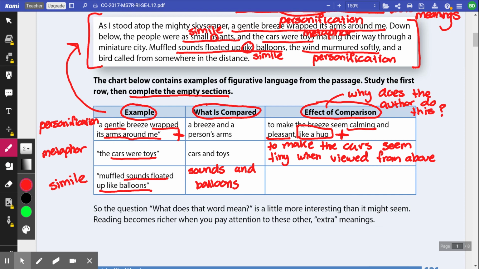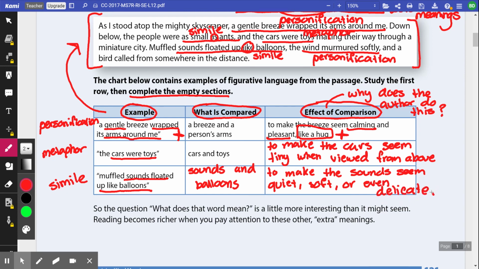Usually sounds of the city, if you're in the middle of a bustling city, maybe wouldn't sound like this, but from the top of a skyscraper, muffled sounds could very well sound just like floating balloons, right? So I'm going to say that the author does this to make the sounds seem quiet, soft, or even delicate.